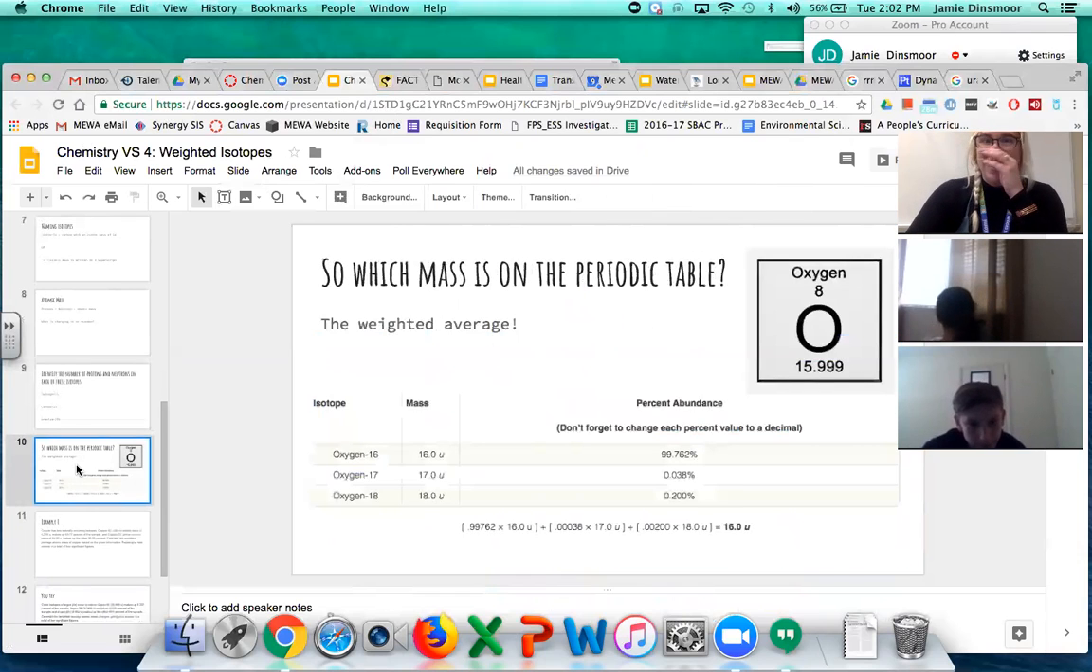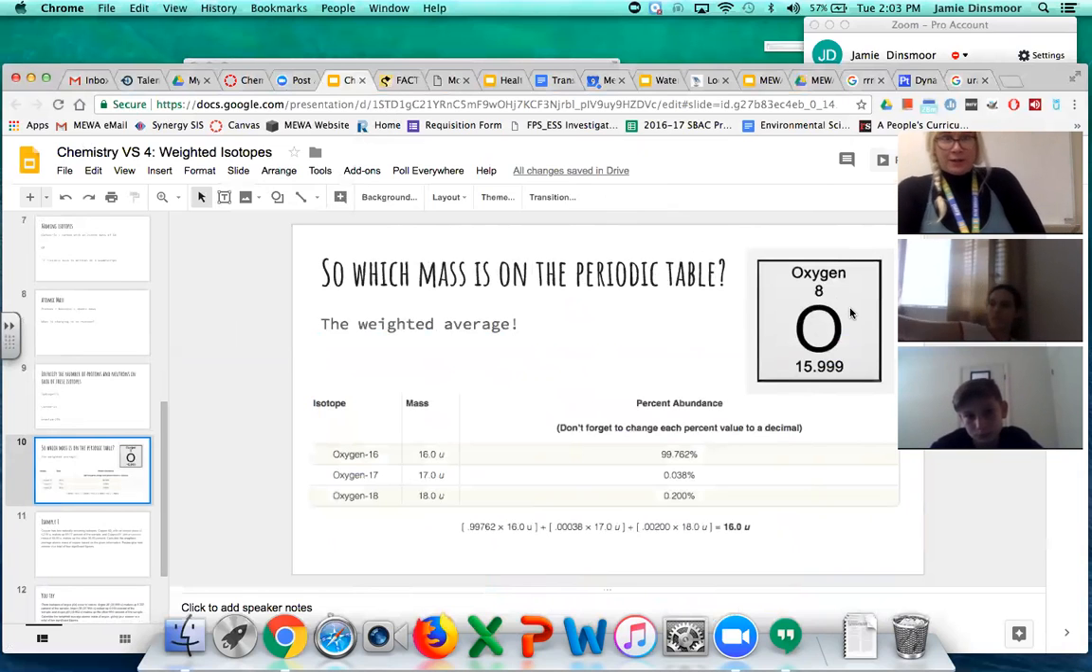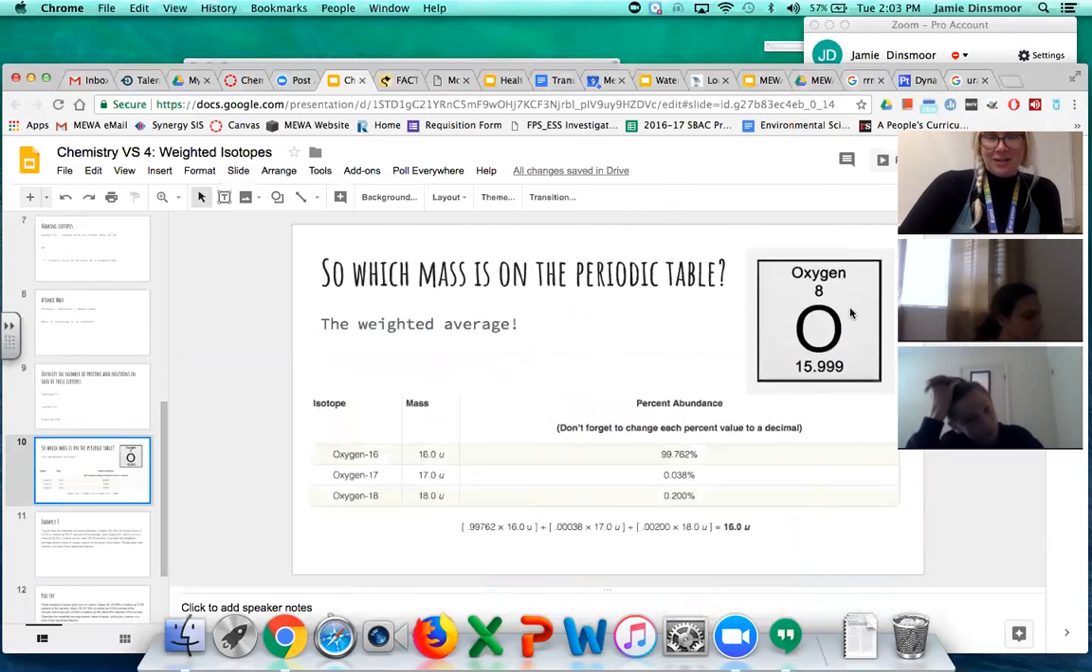So again, just to reiterate, what are we seeing on the periodic table when we see a mass number that is not a whole number? We just talked about how protons and neutrons basically have a mass of 1 each, and they add up to be a mass. Well, if that's true, how come oxygen has a mass of 15.999 on the periodic table? Well, the mass on the periodic table is actually the weighted average of all known isotopes of that element.